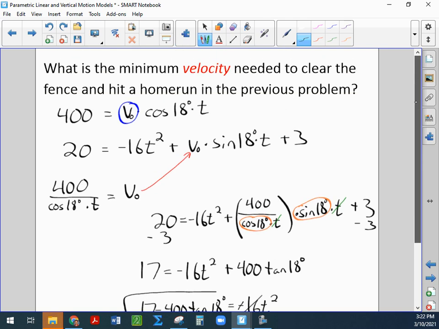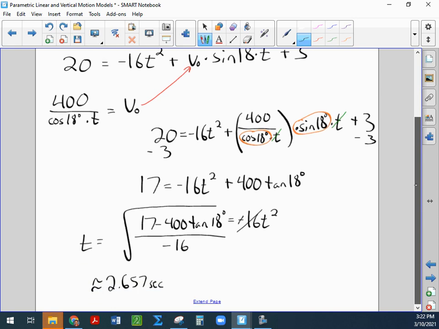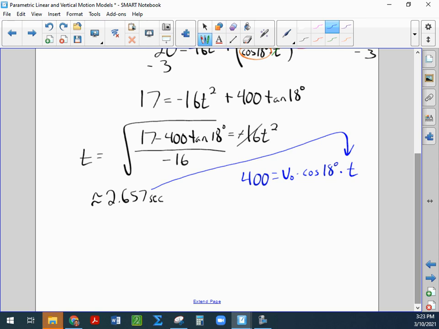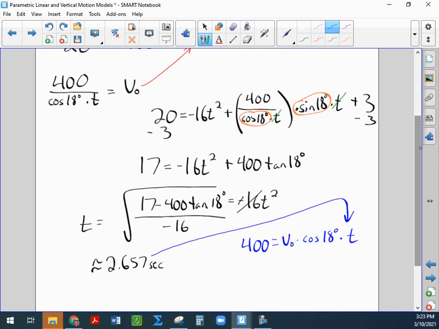So I want the initial velocity. If I take my original equation, 400 equals initial velocity times cosine 18 degrees times time, and I plug this in. Okay, or let's see, did I get a time by itself equation? I had an initial velocity equation. Let's do that instead, because that's going to be the same thing. So right here, 400 divided by cosine 18 degrees times t.